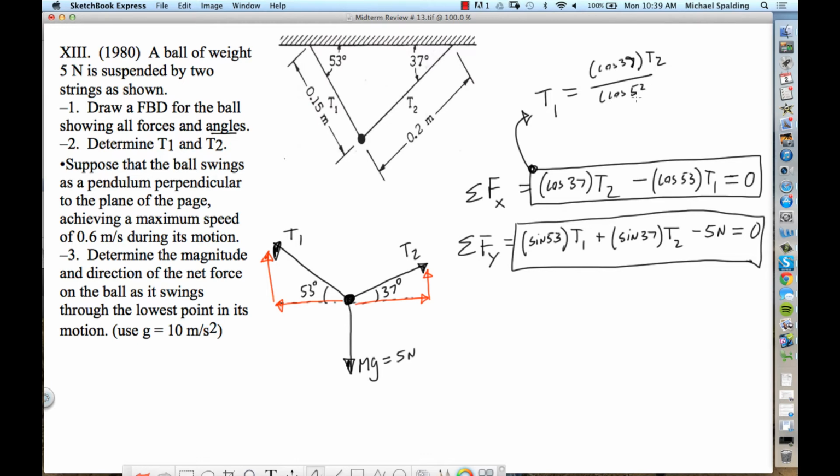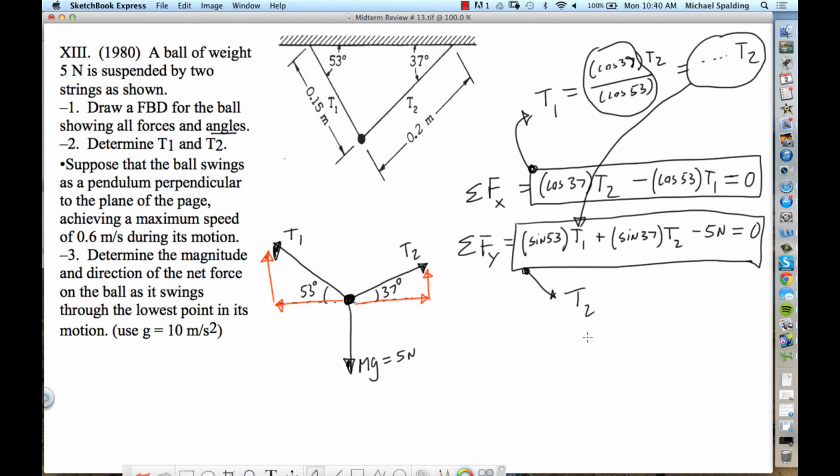53. What I would do here, I mean, usually I tell you don't plug numbers in till the end, but I think it'd be really helpful to simplify this. Just figure out what that ratio is. So this is going to give you t1 equals something times t2. Plug it in right there, and then you're going to take this equation and solve it for t2. You guys can do the algebra. You have two equations, two unknowns.